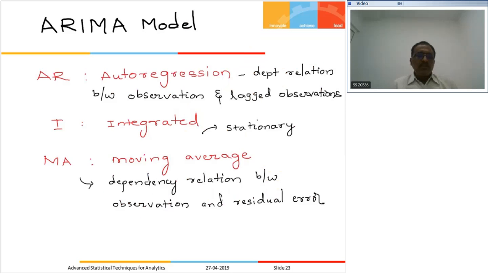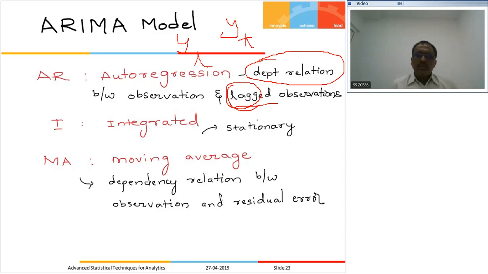So this is actually the expansion, autoregression, where we try to find the relation between observations and lagged observations. I think I forgot to mention, this is another term which people mention regularly. Here we try to find a relation between the observation that we had at yt and yt minus 1. This is what we have discussed in terms of the AR model.